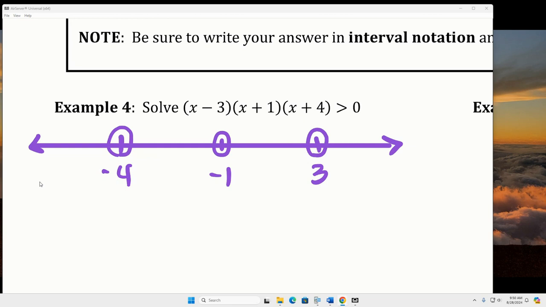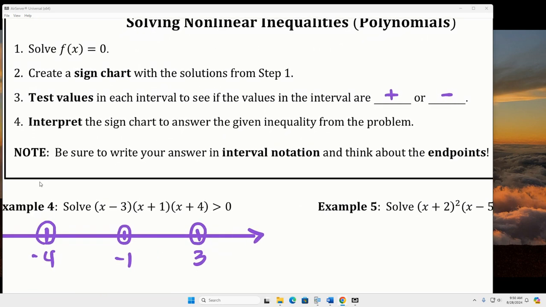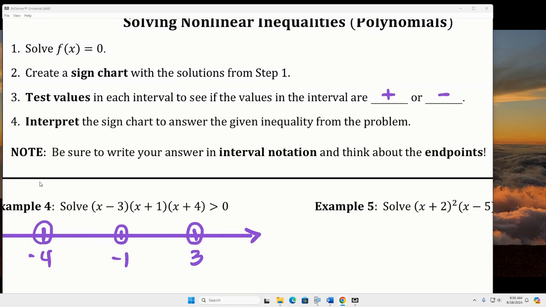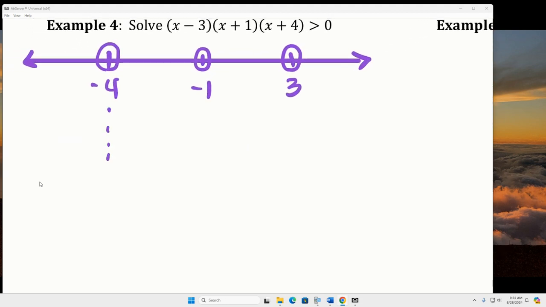That's kind of steps 1 and 2. Step 3 says to test the values in each interval to see if the values in the interval are positive or negative. This is how I do that. I do some little dots to separate this into 4 different regions. Then however many factors you have, you set up that many little parentheses in each region. This one has 3 factors, so in each region I'll do these 3 little parentheses.